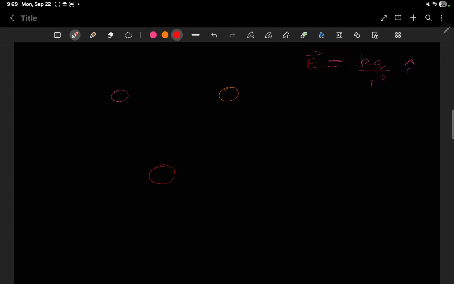So we're going to be talking about the concept of the electric field. To understand the electric field, we have the equation right here. An electric field is a vector. It's defined to be the charge emitting the electric field over the radius squared.